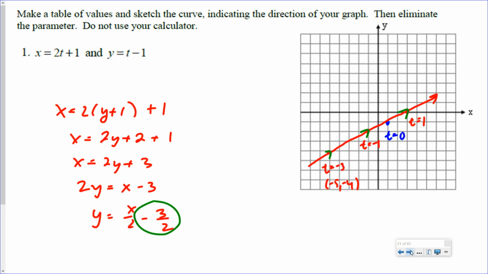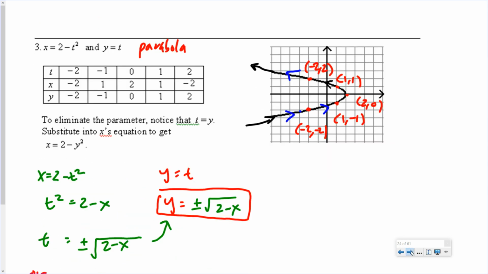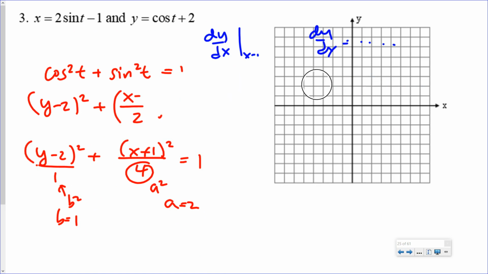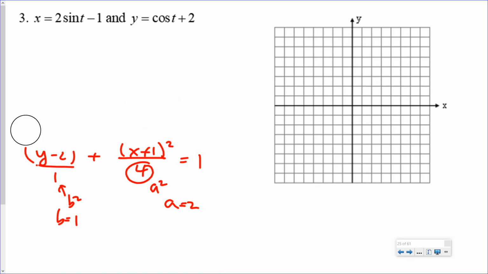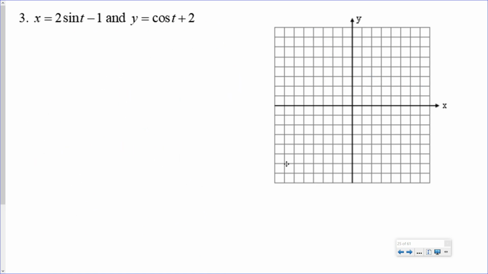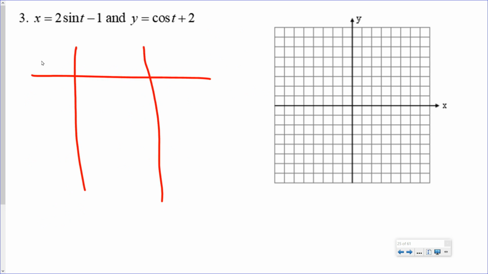Okay, so let's go to another problem. I want to skip number 2. I'll let you guys do that on your own. Let's go to problem 3. Okay, let's look at this one. We're going to do the same thing. We're going to try to plot this on an xy plane. That means we need a t, x, y chart. Okay, so go ahead and make your txy chart.